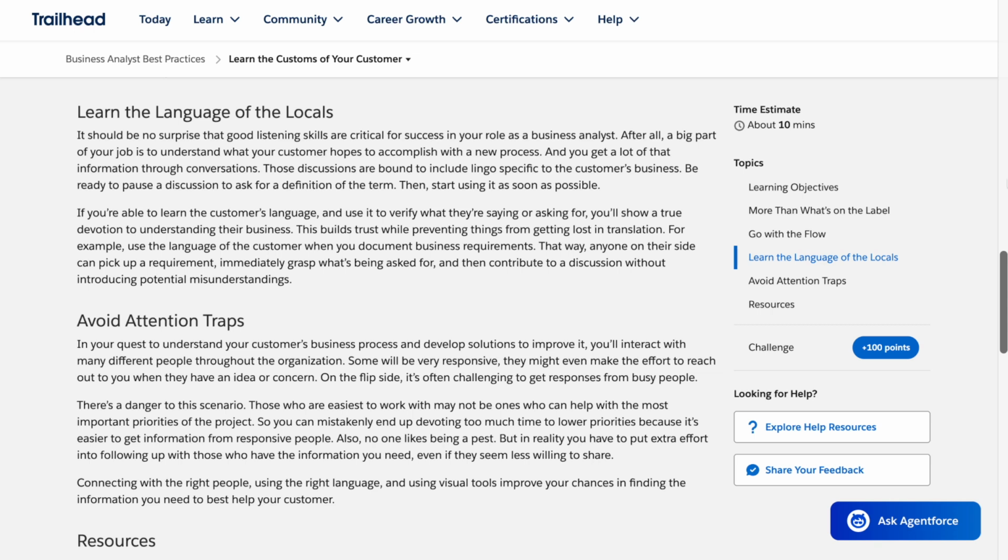Those who are easiest to work with may not be the ones who can help with the most important priorities of the project. So you can mistakenly end up devoting too much time to lower priorities because it's easier to get information from responsive people. Also, no one likes being a pest, but in reality, you have to put extra effort into following up with those who have the information you need, even if they seem less willing to share. Connecting with the right people, using the right language, and using visual tools improve your chances in finding the information you need to best help your customer.